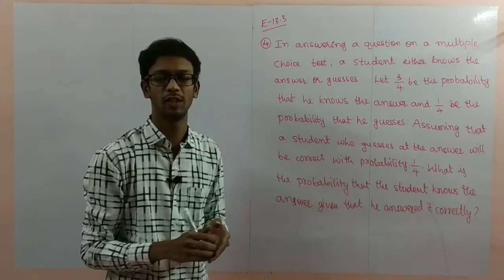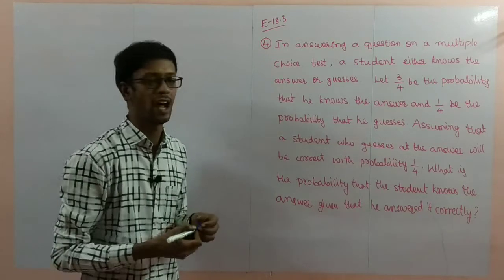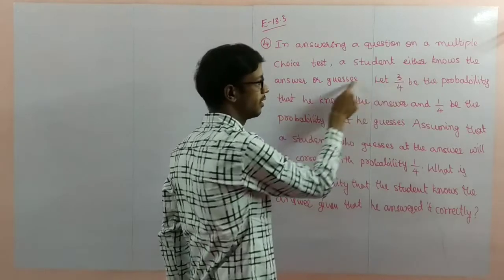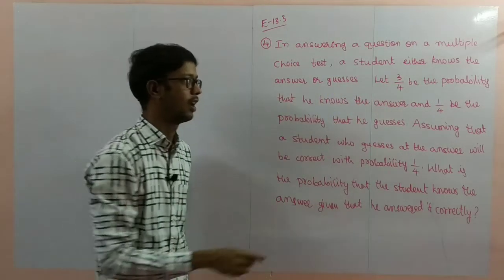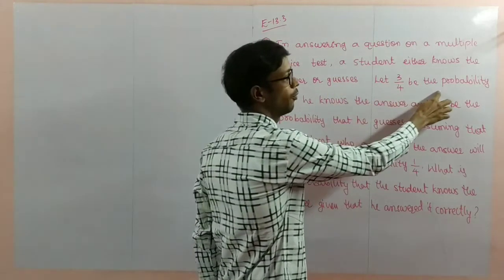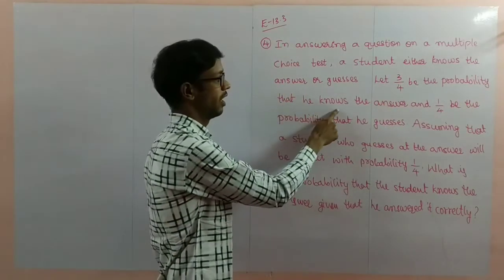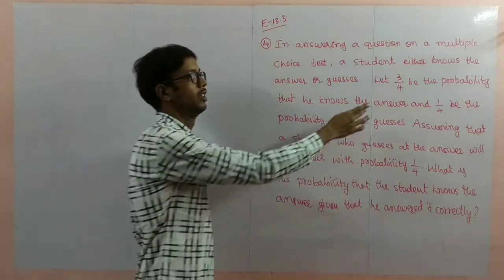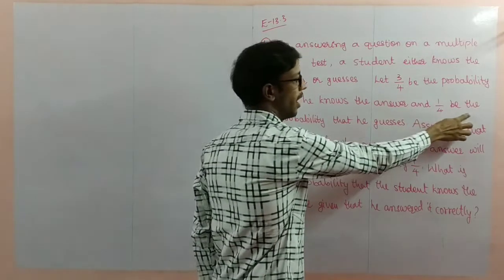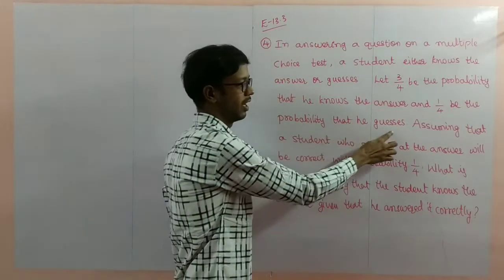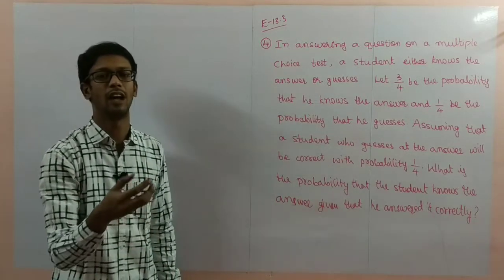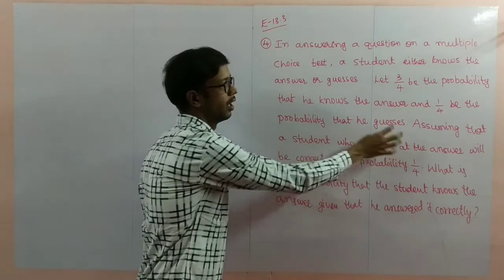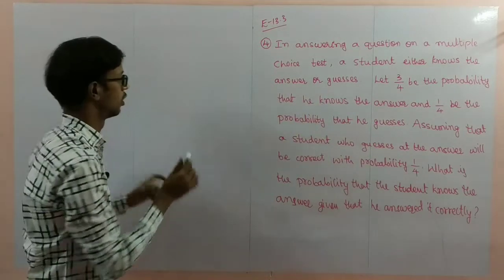Multiple choice means we can pick any option, so guessing is also one possibility. So two cases here: knows the answer and guesses the answer. Next, let 3 by 4 be the probability that he knows the answer, and 1 by 4 be the probability that he guesses. Up to here, I'll write the total solution.